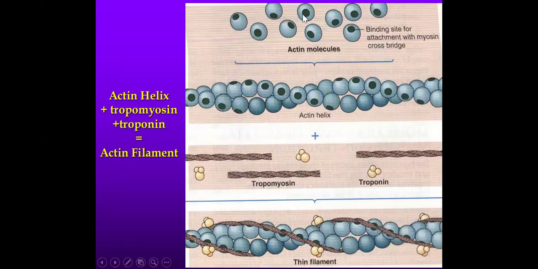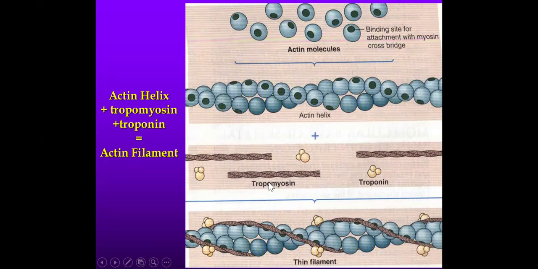So these are the actin molecules. This is the binding site for attachment with the myosin cross bridge. And when many G-actin molecules combine, they make a double helical structure known as the actin helix or the actin filament. This is the G-actin, this is the F-actin.